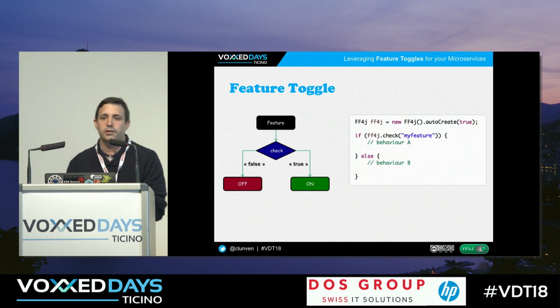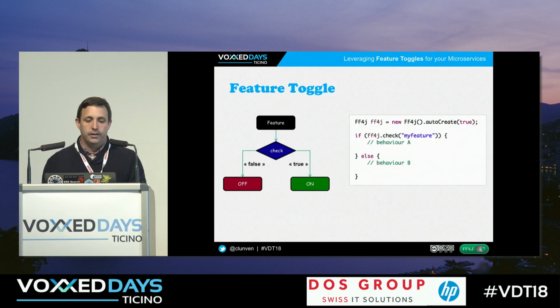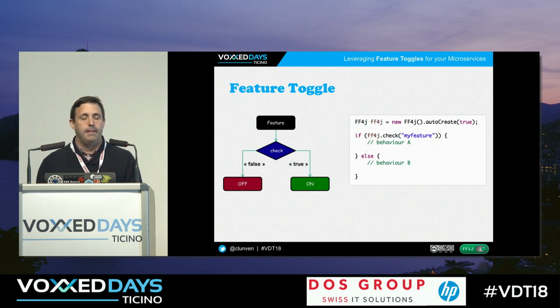So what is feature toggle? Feature toggle is putting some condition predicates in your code and being able to choose between one behavior against another. And most importantly, you have a switch and you'll be able to change the behavior at runtime. You would like to enable or disable that switch at runtime.